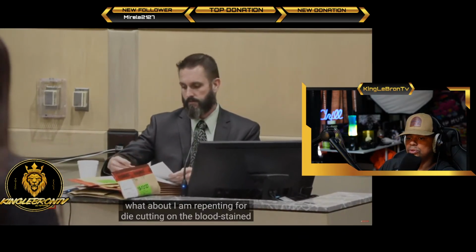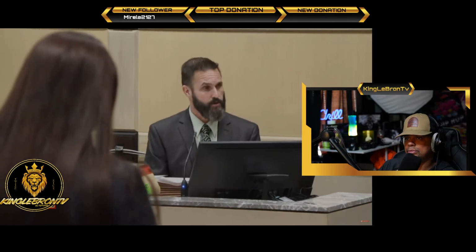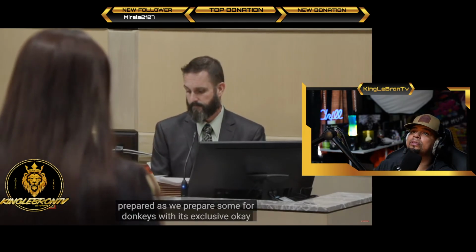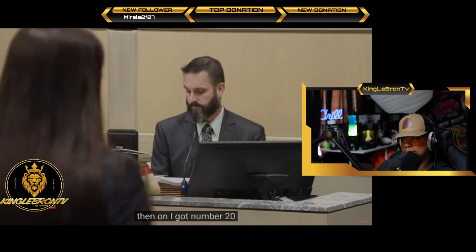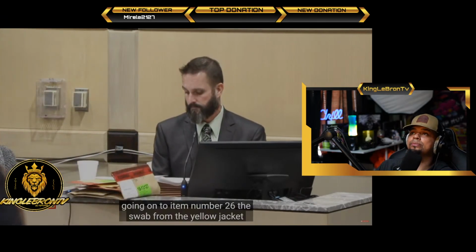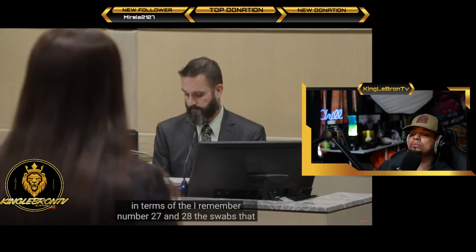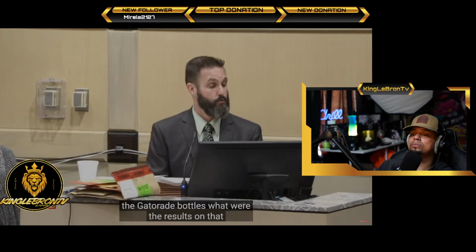What about item number 24? The cutting from the bloodstain on the rear of the t-shirt. After comparisons were done, he was excluded. Then item number 25, the swab of the bloodstain from the Air Jordans. Again, an exclusion. Going to item number 26, the swab from the yellow jacket. An exclusion as well. And in terms of item number 27 and 28, the swabs of the Gatorade bottles, what were the results on that? Those were both exclusions.